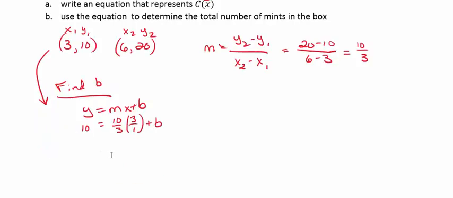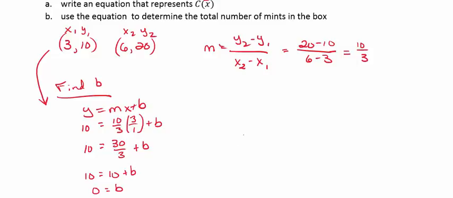All right, so bring down our 10. And 10 times 3 is 30. So it's 30 over 3 plus b. Okay, so 10 equals 30 divided by 3, which is 10, plus b. So when you subtract the 10, you'll find that b is 0. b is 0. All right, so let's see here. I think that makes sense anyways, right? If you have 0 mints, you should have 0 calories.